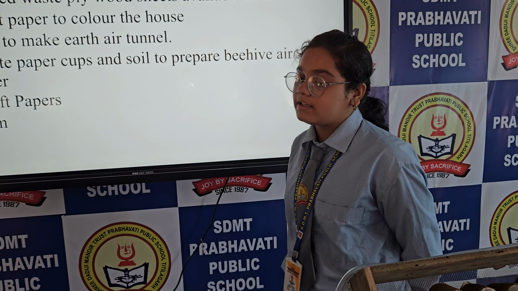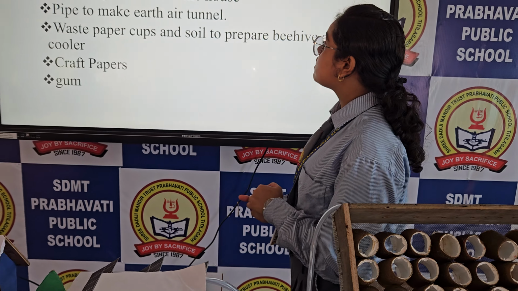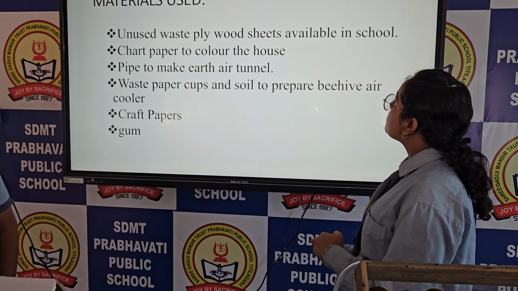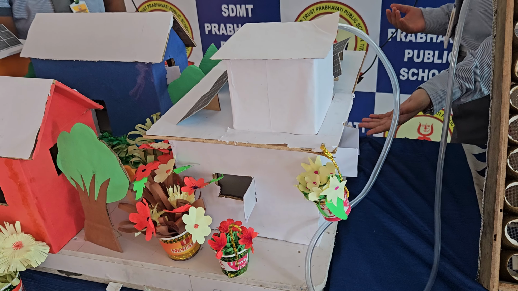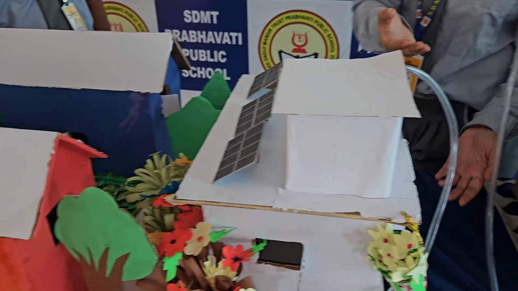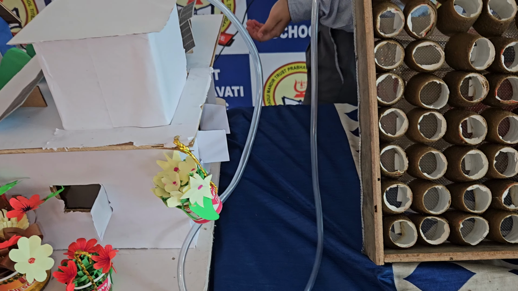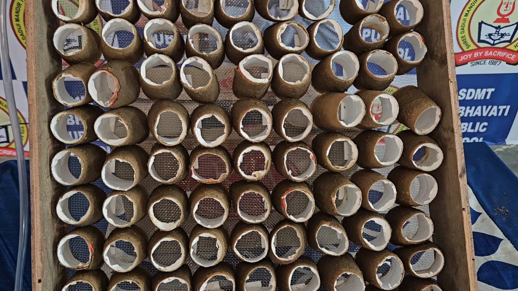So now let us see what are the materials that we have used to prepare our project. So this includes unused waste plywood sheets available in school like this ones. Then chart paper to color the house as you can see all over here. Then pipe to make earth-air tunnel like this. And waste paper cups and soil to prepare beehive air cooler here. And then craft papers and gum.